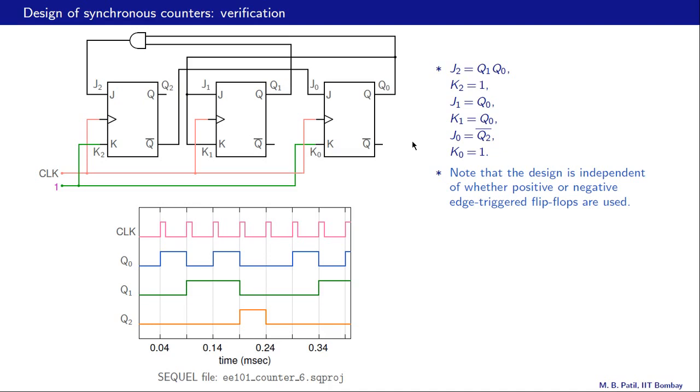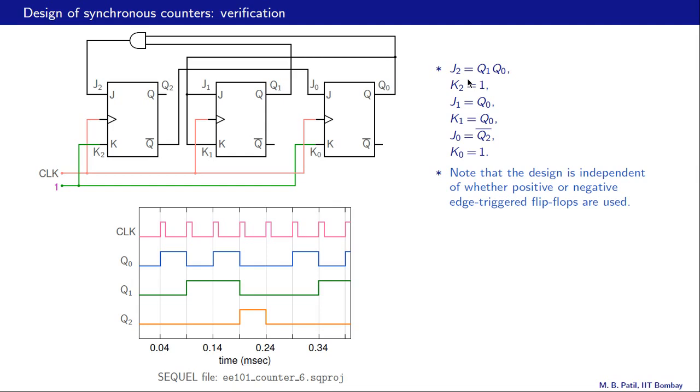Alright, so here is our final implementation. These are the flip-flops we saw in the last slide. And now in addition, we have made connections for J2, K2, J1, K1, J0, K0 such that they satisfy these equations which we have seen in the last slide also. So let us check whether the implementation is correct.